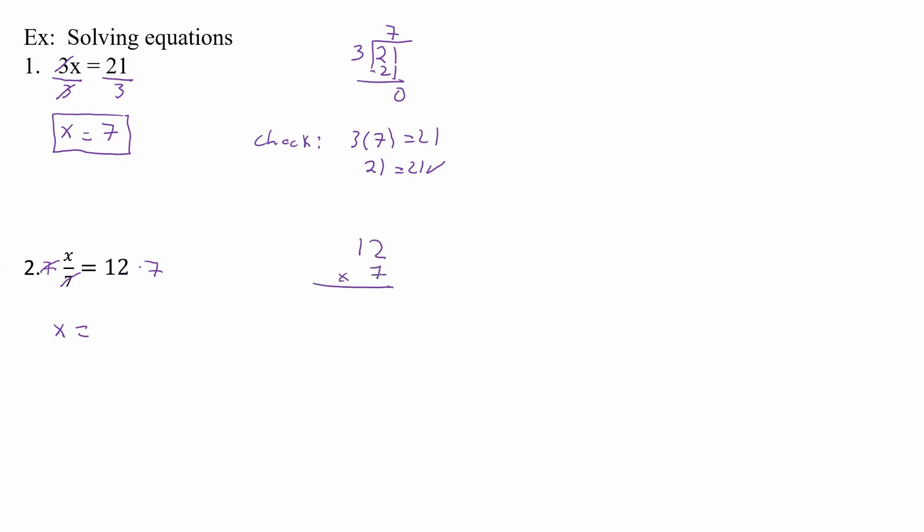So we go ahead and line them up. 7 times 2 is 14. 7 times 1 is 7, plus 1 is 8. And so we get 84 as our solution here.